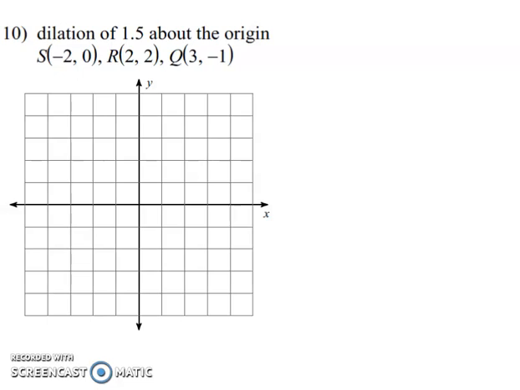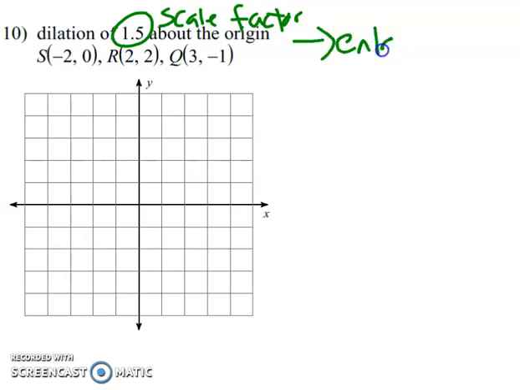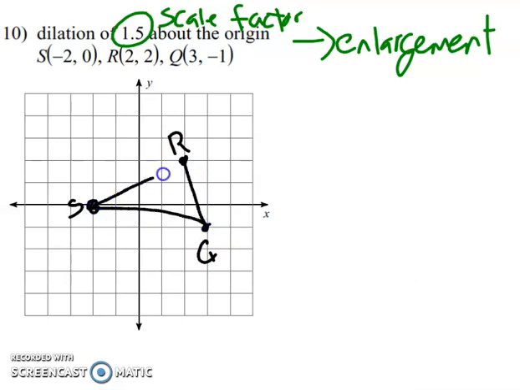Here we go. Last one. So performing a dilation of 1.5 about the origin. Since we have 1.5, this is our scale factor. And since it's bigger than 1, it's going to be an enlargement. All right, so I'm going to graph the pre-image and then apply the dilation to our image. So we have -2, 0. We have 2, 2. And we have 3, -1. Okay, so this is our pre-image.